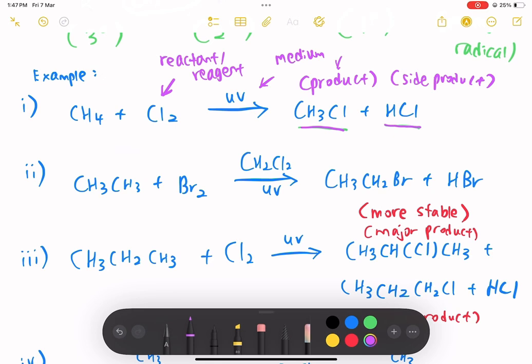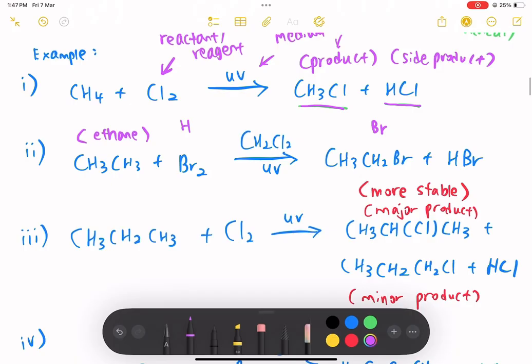Next, we have ethane. When ethane reacts with bromine in the presence of UV in the medium CH2Cl2, it will form CH3CH2Br plus HBr. One H is replaced by one Br. And for Br2, one Br is replaced by H, becoming HBr.